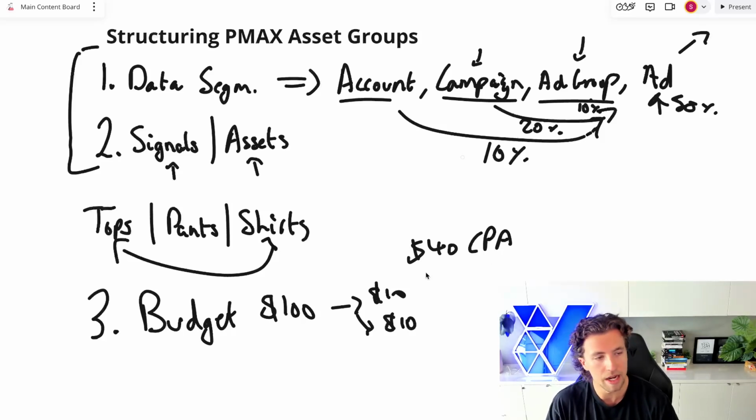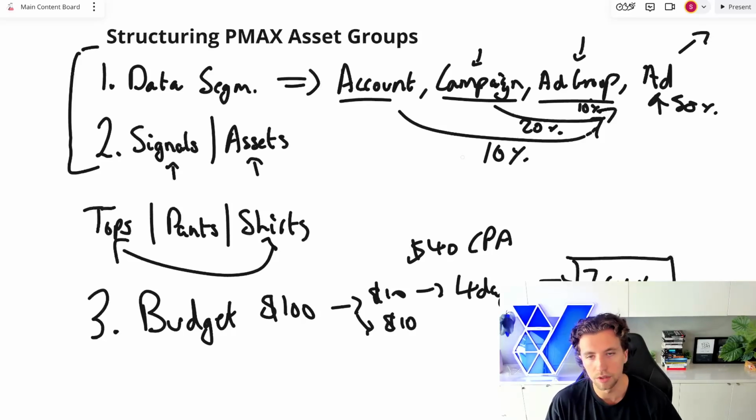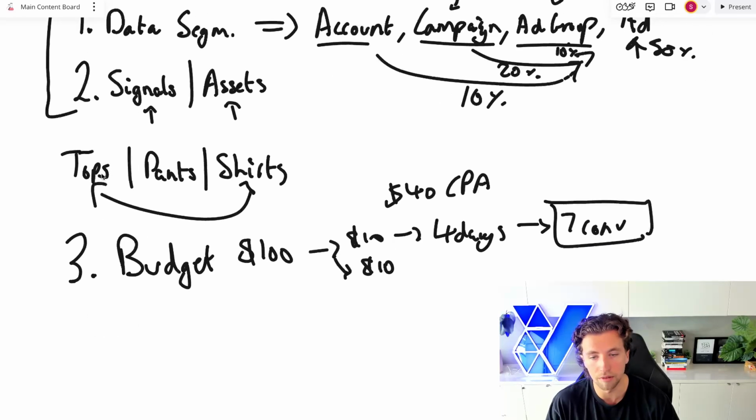Like, if you have, let's say, a $40 CPA, this means that each asset group will turn over a conversion every 4 days, which means across the month, you're going to turn over about, call it like 7 conversions. It's just nowhere near enough to get, number 1, statistical relevancy on data insights just for a performance marketer, but number 2, for the campaigns to optimize correctly.